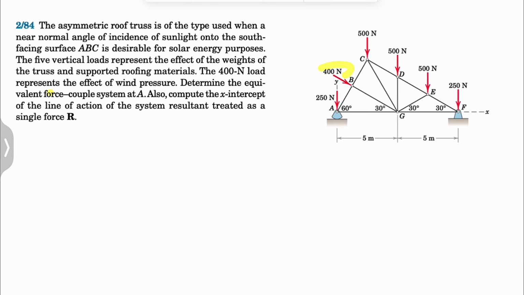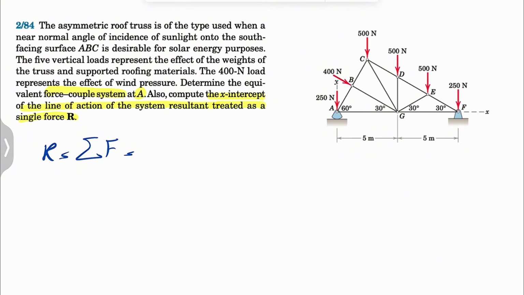So we need to determine the equivalent force couple system at A, and also we need to compute the x-intercept of the line of action of the system resultant treated as one single force R. For the first part, the force couple system, we need one resultant, which is the sum of all forces that we have in the question.